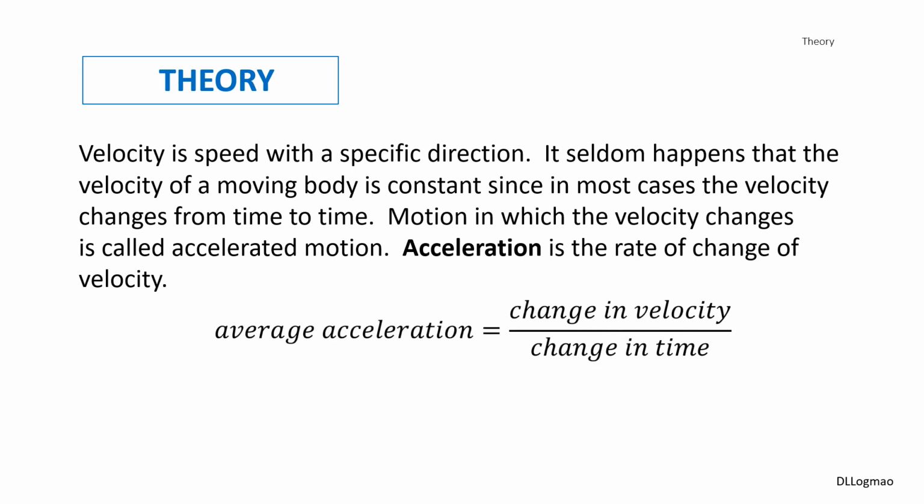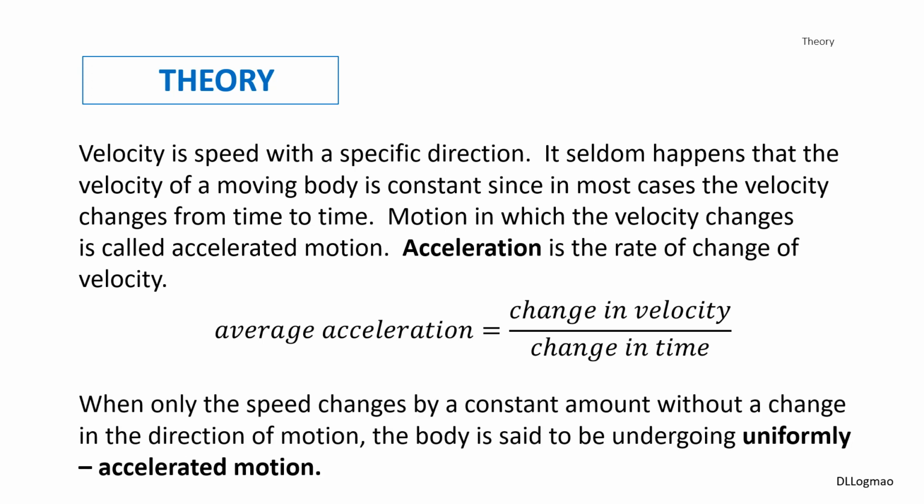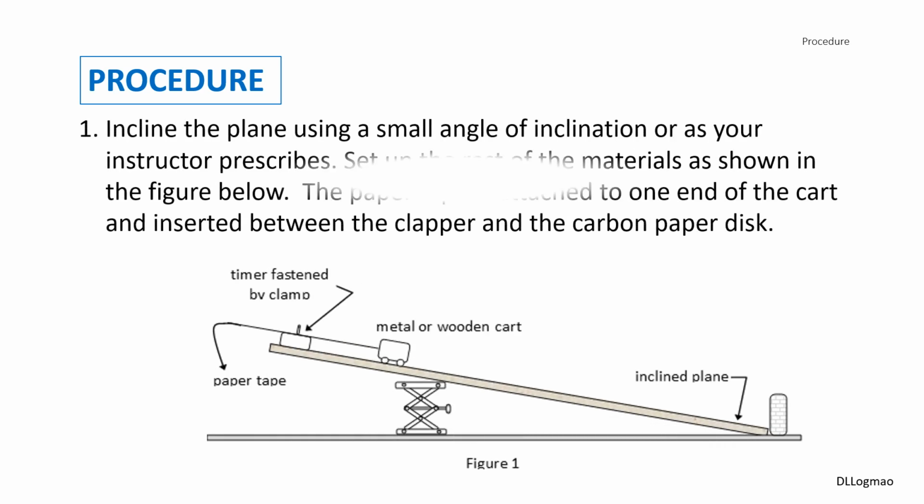As a formula or equation, average acceleration is the change in velocity divided by the change in time. When only the speed changes by a constant amount without a change in the direction of motion, the body is said to be undergoing uniformly accelerated motion. This figure illustrates the materials in this activity.